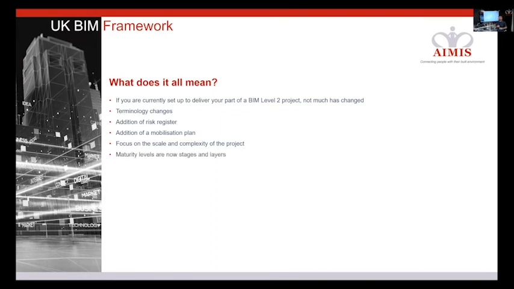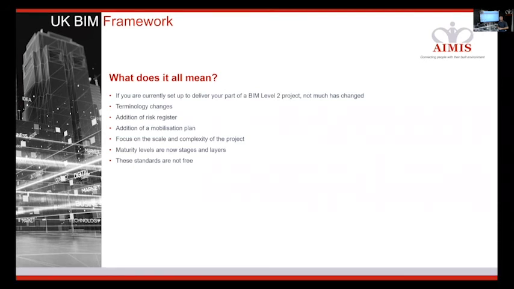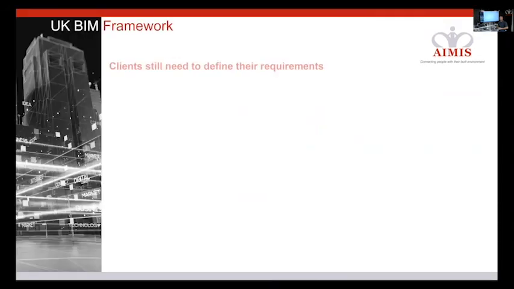It's fit for purpose. Maturity levels are now stages and layers, as we saw in the previous slide. And then obviously the worst one for everybody is that these standards are not free, whereas the previous BIM Level 2 suite of specifications were publicly available, so you didn't have to pay for them. Now these are international standards. Unfortunately, there is a fee you need to pay, and you can get them from the British Standards Institute website. If you're a member, you get them half price, so it's almost worth the 200 odd quid it is to become a member to get them at half price.